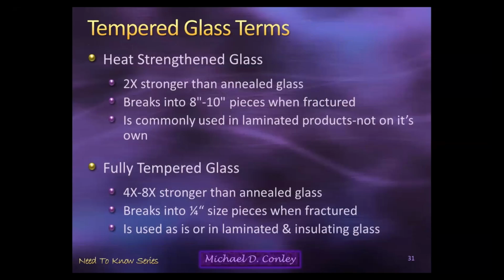Tempered glass terms: heat strengthened glass is 2 times stronger than annealed glass, breaks into 8 to 10 inch pieces when fractured, and is commonly used in laminated products, not on its own. Fully tempered glass is 4 to 8 times stronger than annealed glass, breaks into 1/4 inch size pieces when fractured, and is used as is or in laminated or insulated glass.